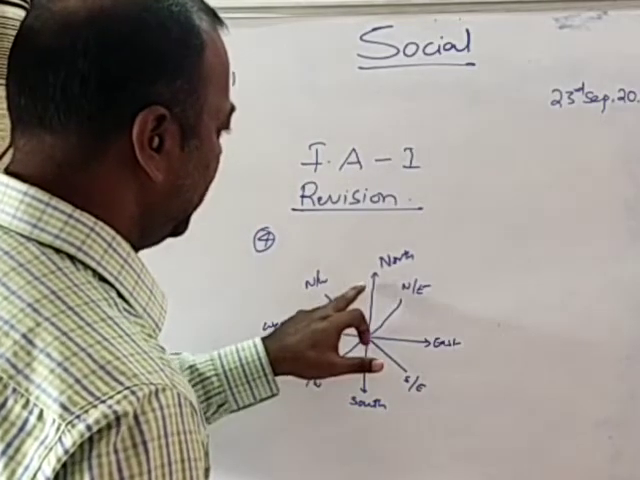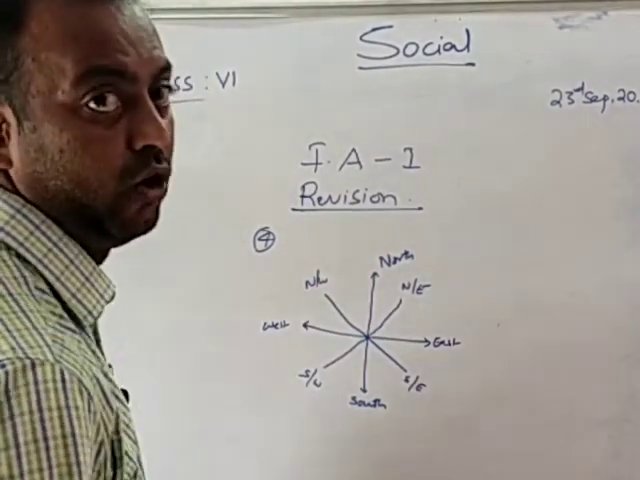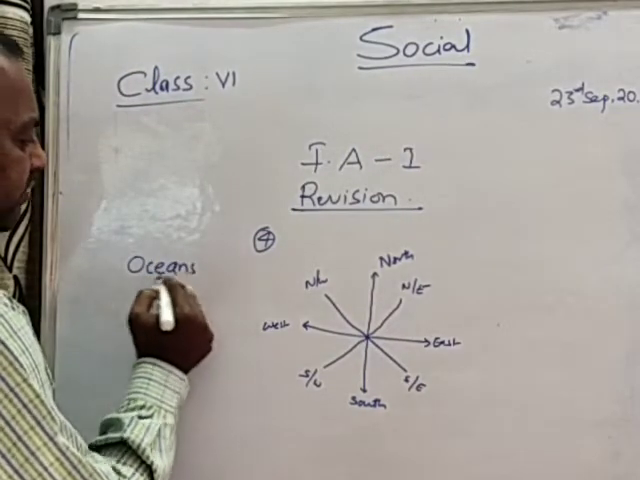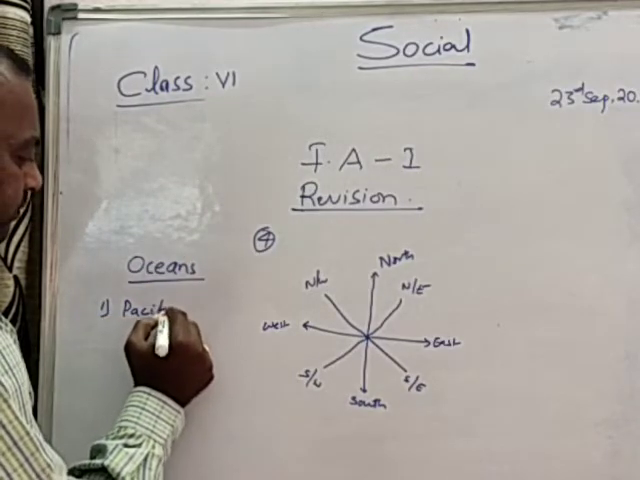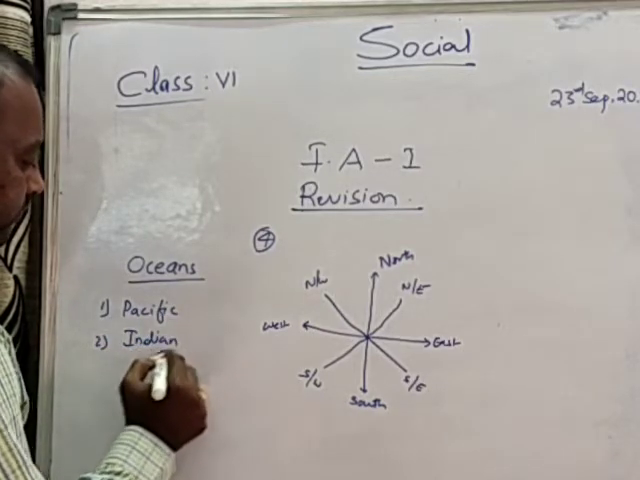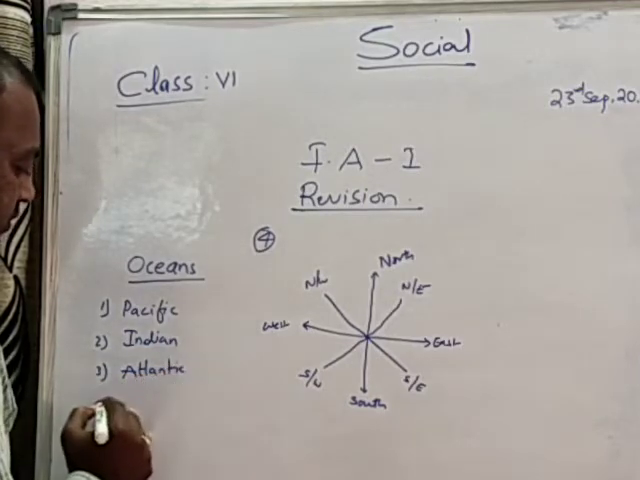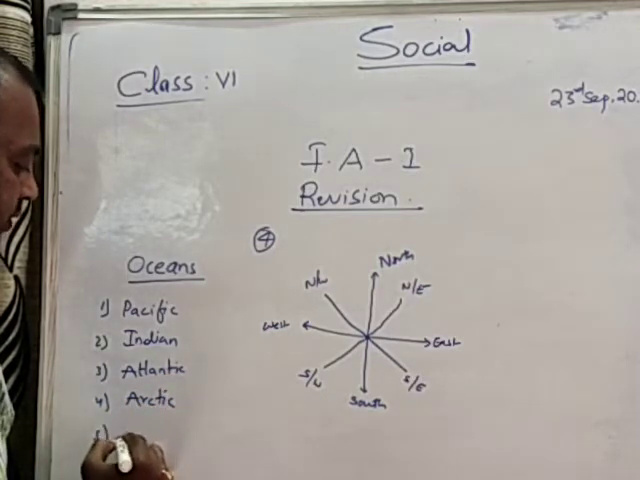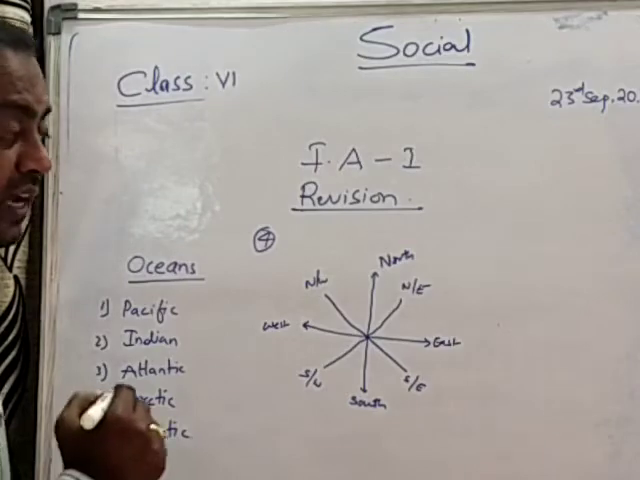Always the map has the north side on its top, and how many oceans are there in the world? How many oceans are there? See, most of you don't know how many oceans there are. Okay, please write down. There are 5 oceans. First one is Pacific Ocean. Second one is Indian Ocean. Third one is Atlantic Ocean. Fourth one is Arctic Ocean. And fifth one is Antarctic Ocean. These are the 5 oceans which are present.